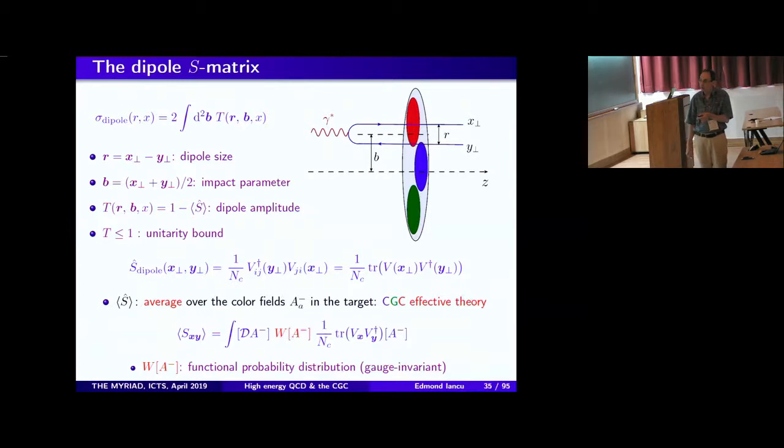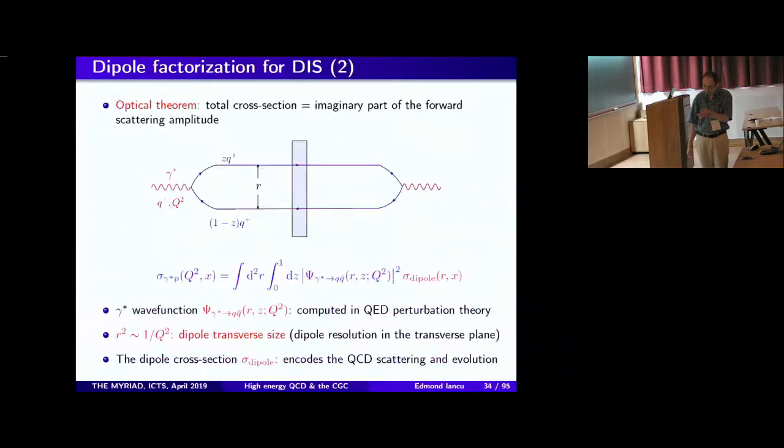It's a functional measure. And this average defines for me the expectation value of the S matrix, which means the physical S matrix. And 1 minus the S matrix is the physical T matrix, the physical amplitude. And then this gives the physical dipole cross section. And then going backwards one step, I also get the physical DIS cross section. So that's the way one computes. Just factorization.